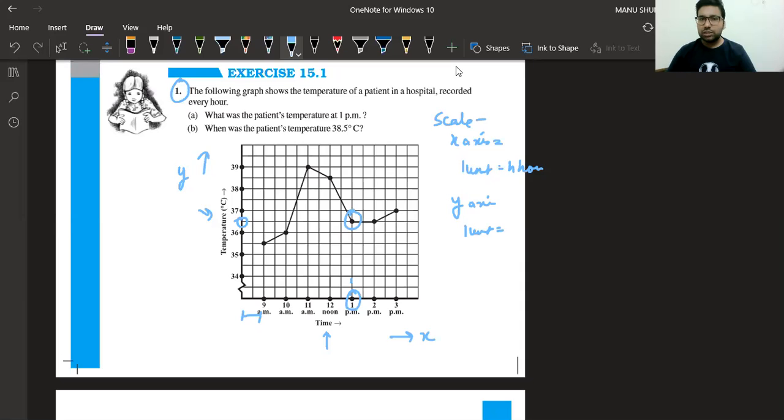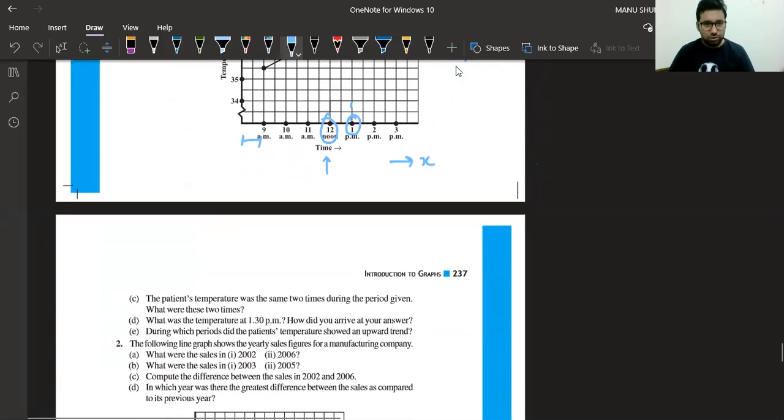Then the second one is, what was the patient's temperature when it was 38.5? So it is here. Class, in C, this temperature they are asking at what time? So you can see this is corresponding to this one, and this is corresponding to this one. So the answer is 12 p.m. So very easy. Now let's see directly the D part.